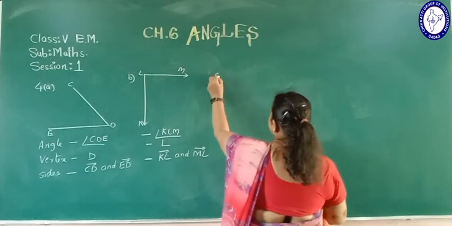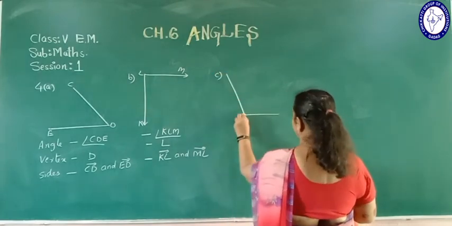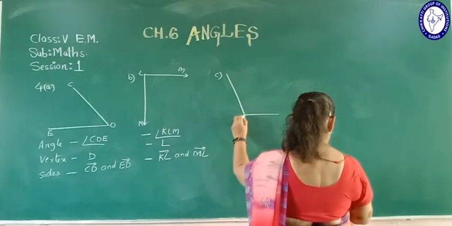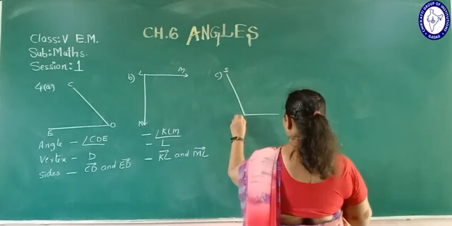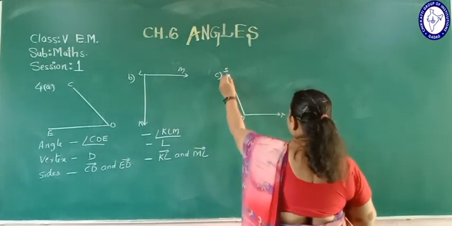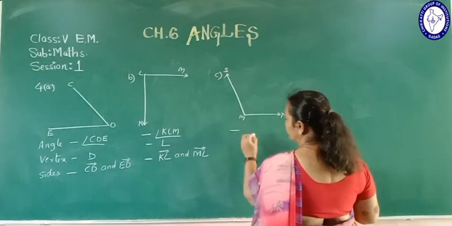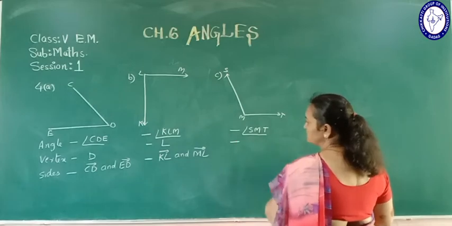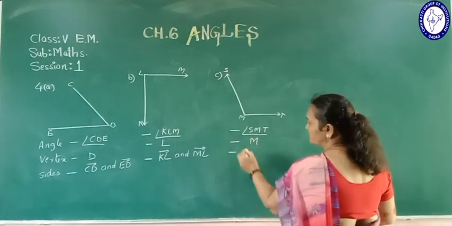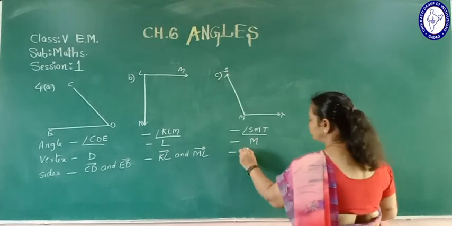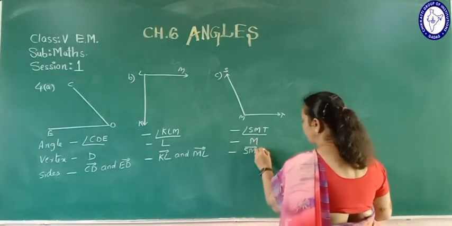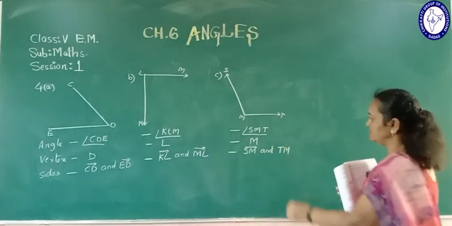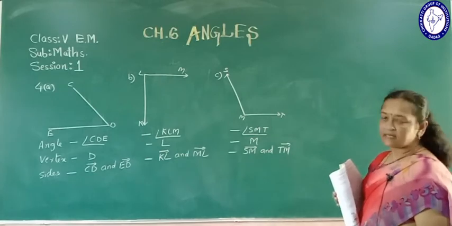Then the third figure, C figure. It is SMT. So here the angle is SMT. Then what is the vertex? It is M. Then which are the sides? SM and TM. Got this? These are the sides of the figure.